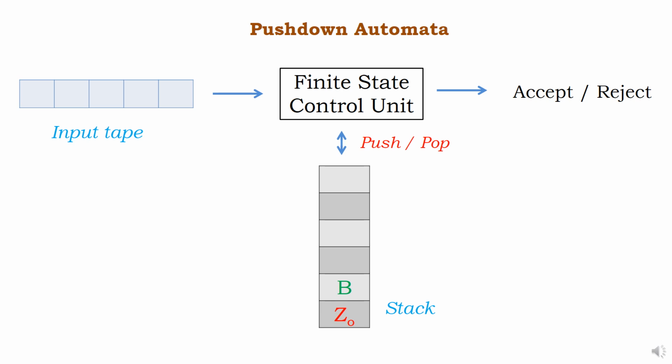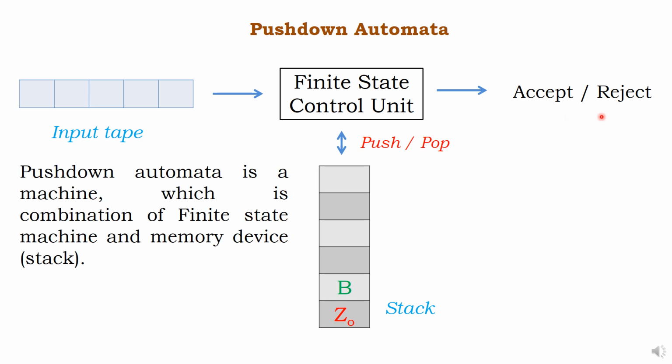Now this is the basic diagram for your push-down automata. We have a control unit called finite state machine. I mentioned memory, so we have a stack for memory. Using this control unit, you can either put some data or read some data, called push and pop. Based on the input, the control system will work; sometimes it will accept or sometimes it will reject. Push-down automata is a machine which is a combination of the finite state machine, this unit, and the memory device stack, this unit.